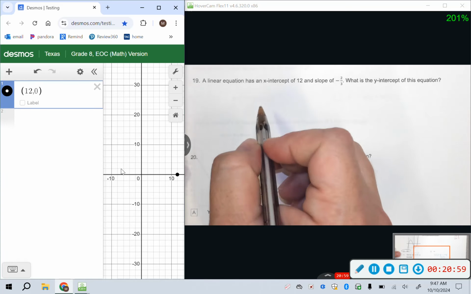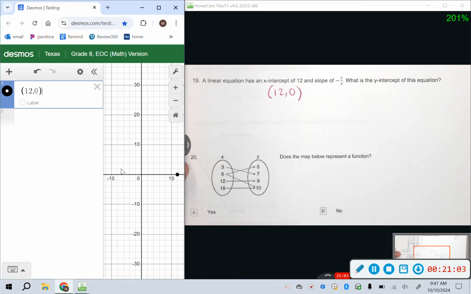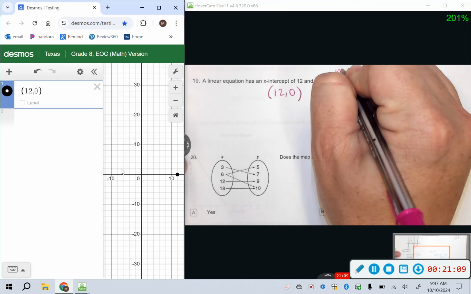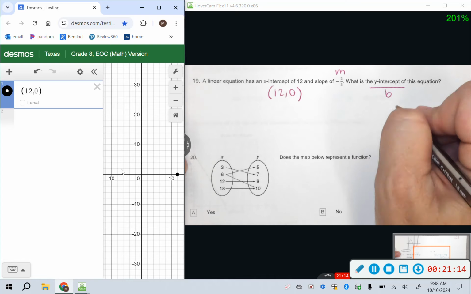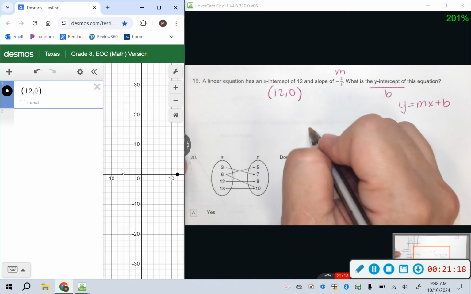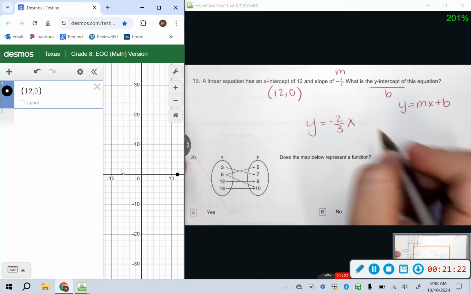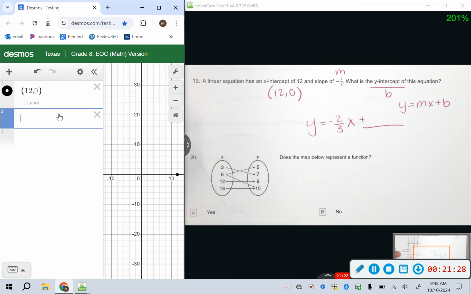Okay, so I needed to tell y'all the point. You need to tell me for work 12, 0, because that's given to you and I need to know that. I also know I have the slope, which is my m, and it wants my y-intercept, which is b. So I need to use my y equals mx plus b equation. I know m is negative 2/3, x comes after the slope, plus or minus something. I don't know the y-intercept. That's what I'm trying to find, so that's where we're going to use our calculator.